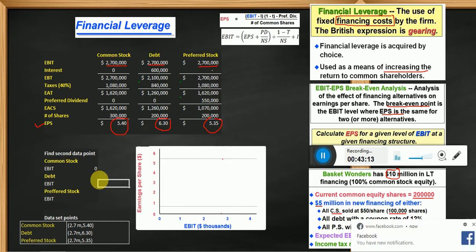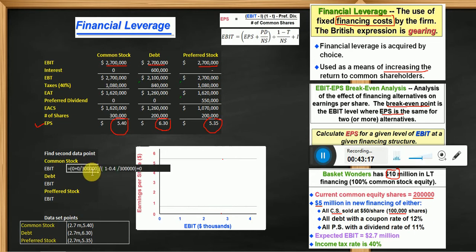Once again, dear students, how did we find this? Very easy. Just look into this formula and start from EPS. We are pretending here that our earning per share is 0, and then preferred dividend is 0. Divide by number of stock, it's 300,000. Then divide the whole by 1 minus t, and 1 minus t is 0.4, and divide by number of stock, which is 300,000, plus I.